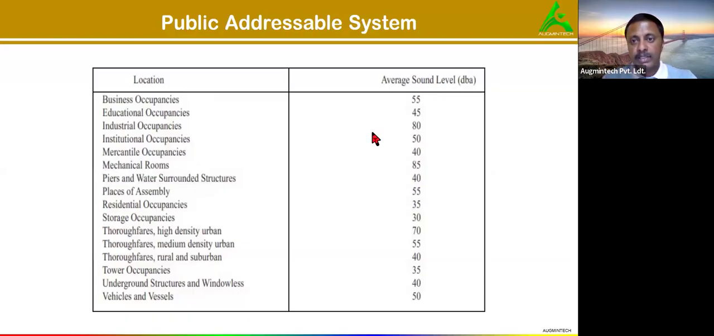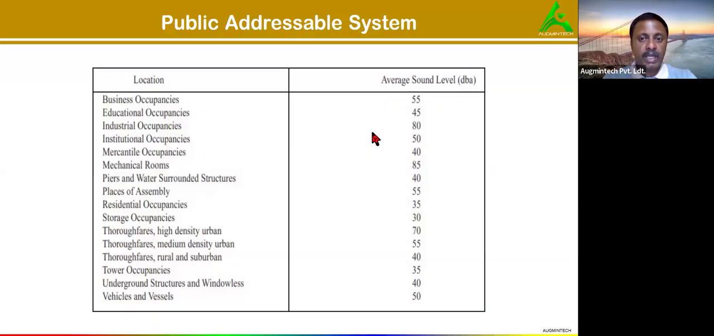So there is a certain standard, as you can see, as per the location. These are the set sound levels as per the different location types, the average sound levels in dBA. For business occupancies, 55. Educational occupancy, 45. Industrial should be 80. Why 80? Because all the machinery would be working and it may not be that audible for us, so we need a higher decibel level. And institutional, 50 is enough.